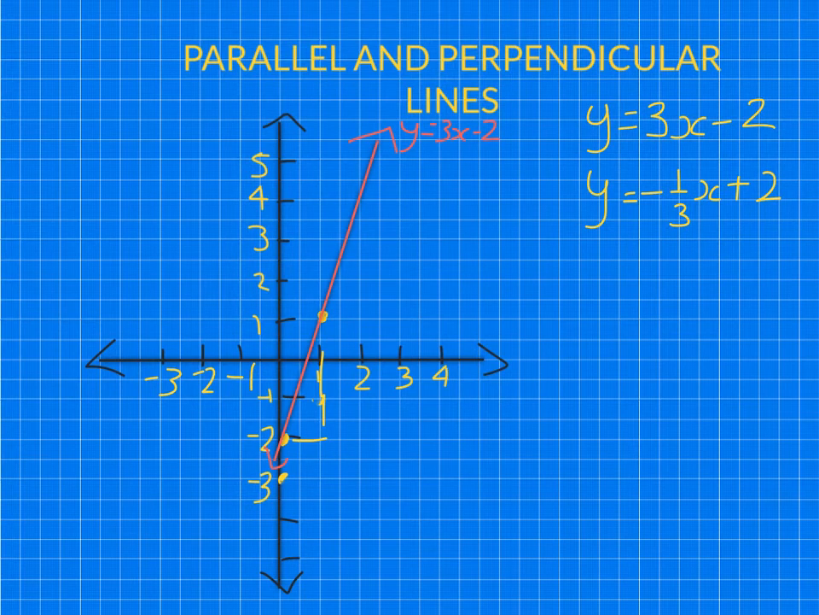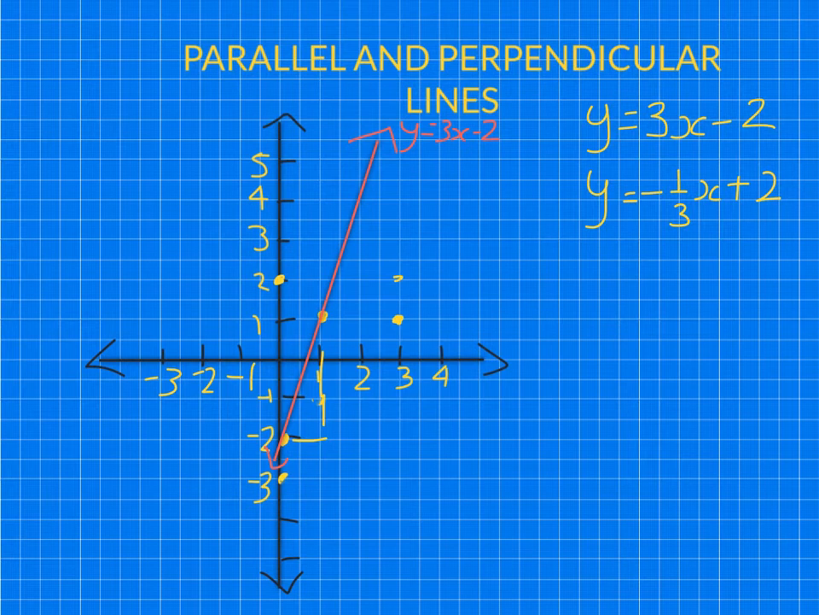Now, for y equals minus a third x plus 2, we'll do the same thing. So this time the y-intercept is at plus 2 and a gradient of minus a third. So a third means for every 3 you go across, you need to go up or down 1. Now, because it's negative, we go across 3 to here, and instead of going up 1, we go down 1.